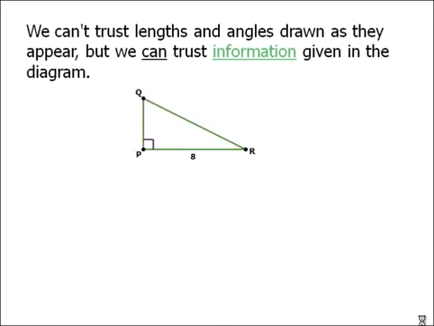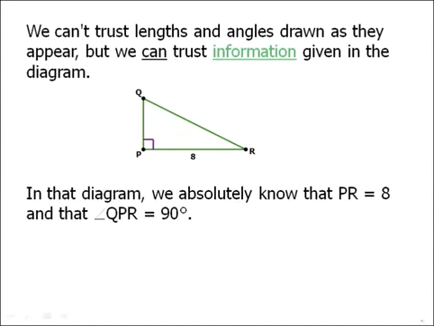We can't trust lengths and angles as they appear, but we can trust information given in the diagram. So we're given this. That diagram actually contains two valid pieces of information. In that diagram, we absolutely know that side PR has a length of 8. And we absolutely know that QPR is a right angle. It's a 90-degree angle because the little perpendicular sign is drawn.